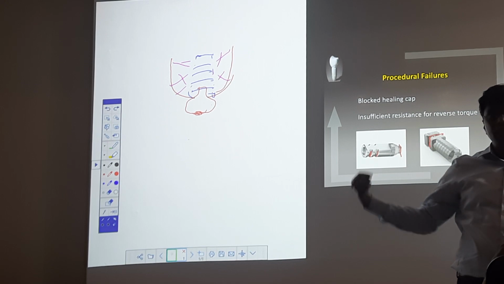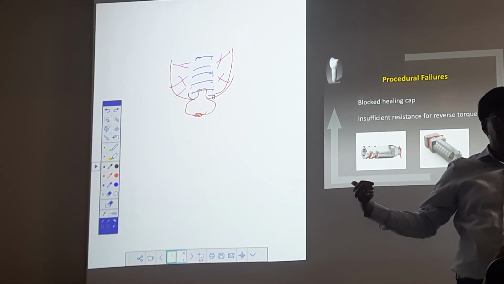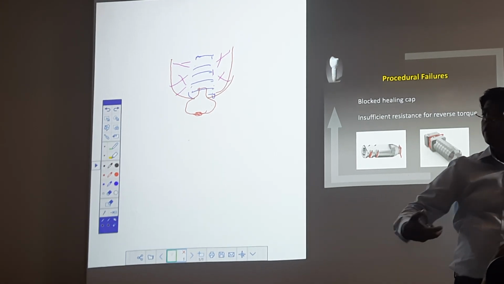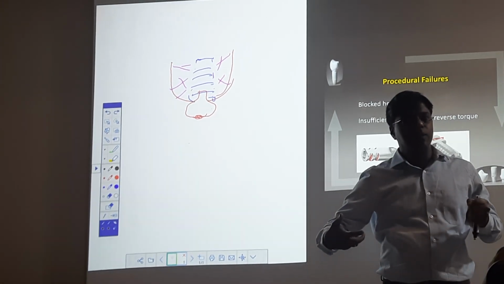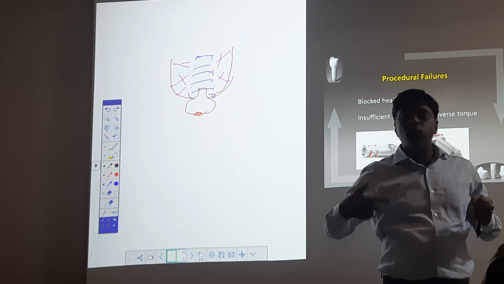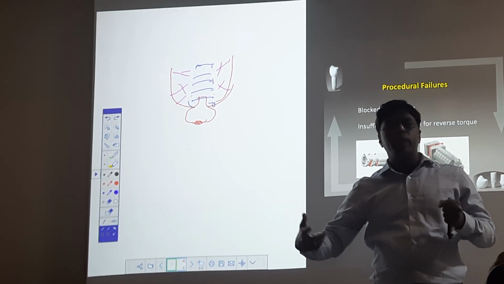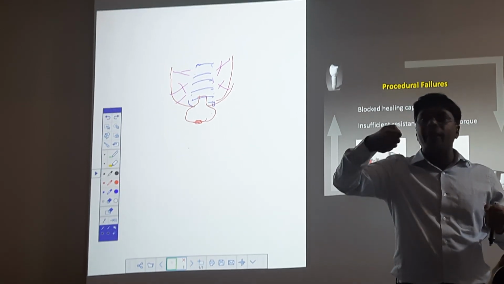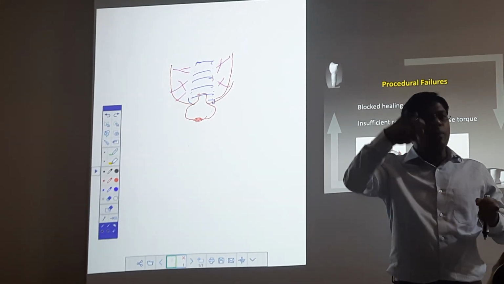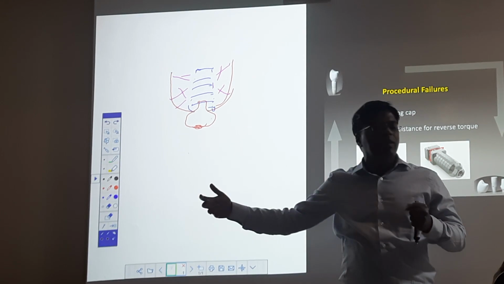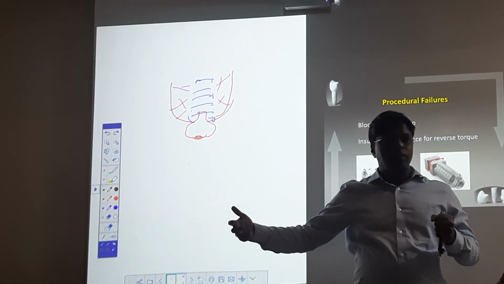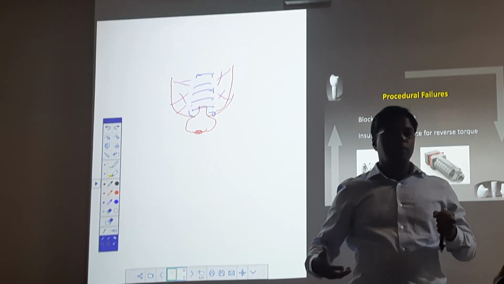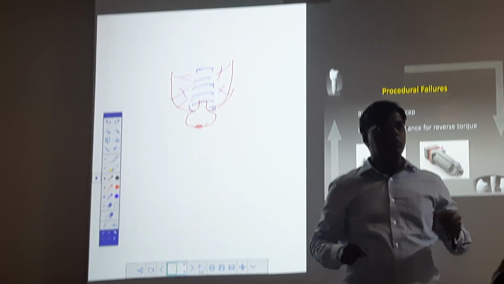To avoid such failures, use only open tray impressions instead of closed tray impressions. What is the difference between closed tray and open tray? You will come to know tomorrow. Open tray will not exert force, because the impression tray comes along with the impression transfer. And that happens mainly in maxillary posteriors, because of a particular pattern there.